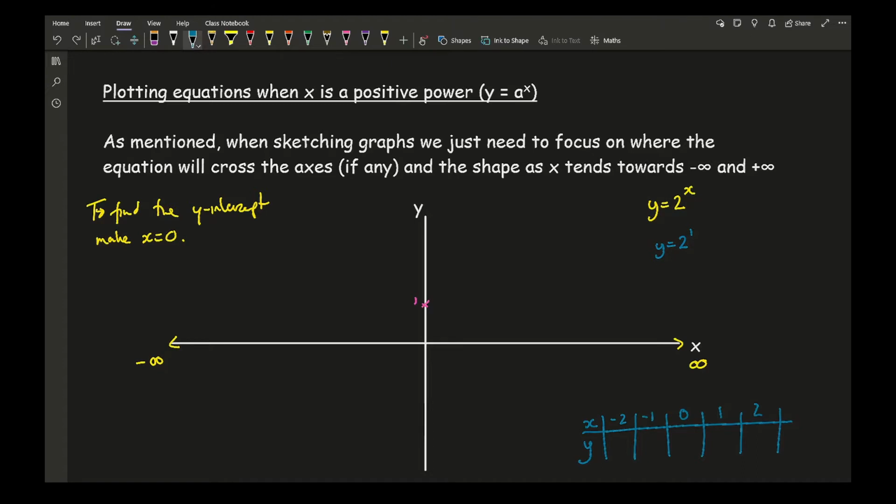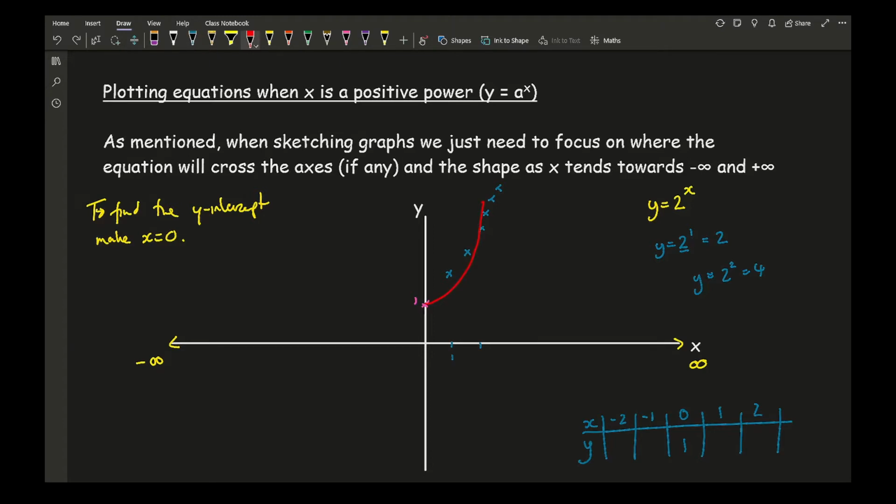So we know that when x is 0, y is going to equal 1 in this particular example. Now when I've got 2 to the power of 1, that's just going to be whatever the base value is. So if I imagine that 1 is here, then 2 is going to be about there. So y equals 2. When I do 2 squared, that's going to equal 4. So you can see that as x increases, my answer is just going to get bigger and bigger and bigger and bigger. So it's going to curve in this direction.